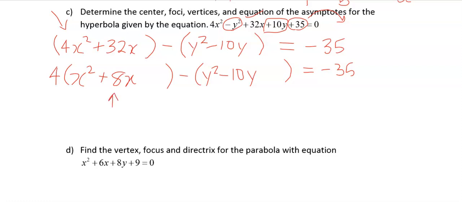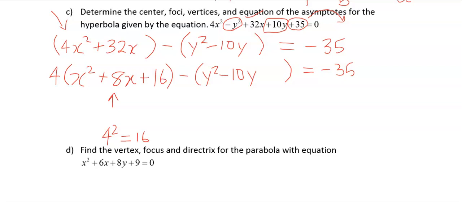First set of brackets. The middle term is 8. You take half of 8, you get 4. You square 4, you end up with 16. So we must add 16 inside that first set of brackets.